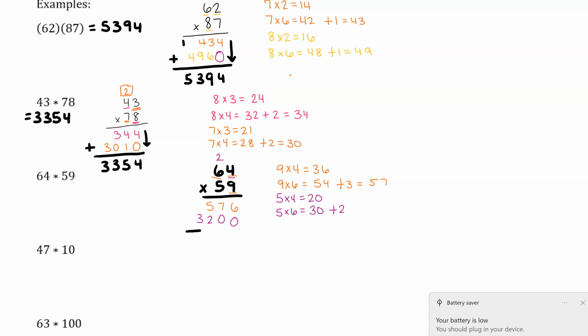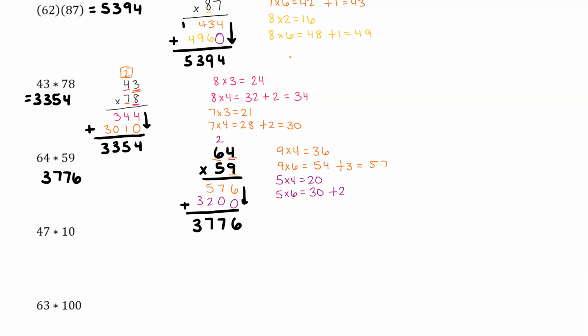These are our partial products. We'll add down. So 6 plus 0 is 6. 7 plus 0 is 7. 5 plus 2 is 7. And 3 is 3. So 64 times 59 is 3,776. Okay, let's try again.